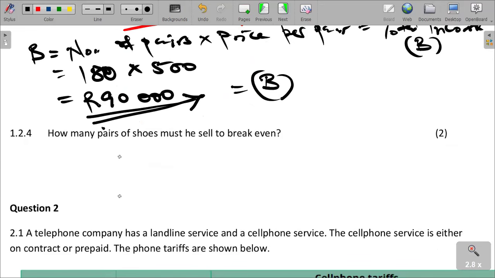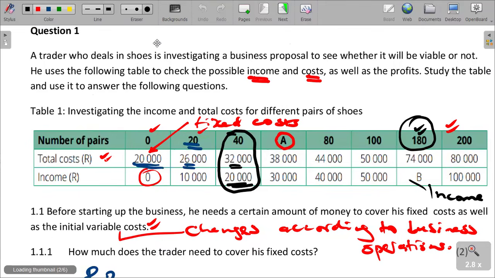How many pairs of shoes must he sell to break even? In order for him to break even, how many pairs should he sell? In this case, he is not going to make a profit or a loss. How many pairs can he sell?